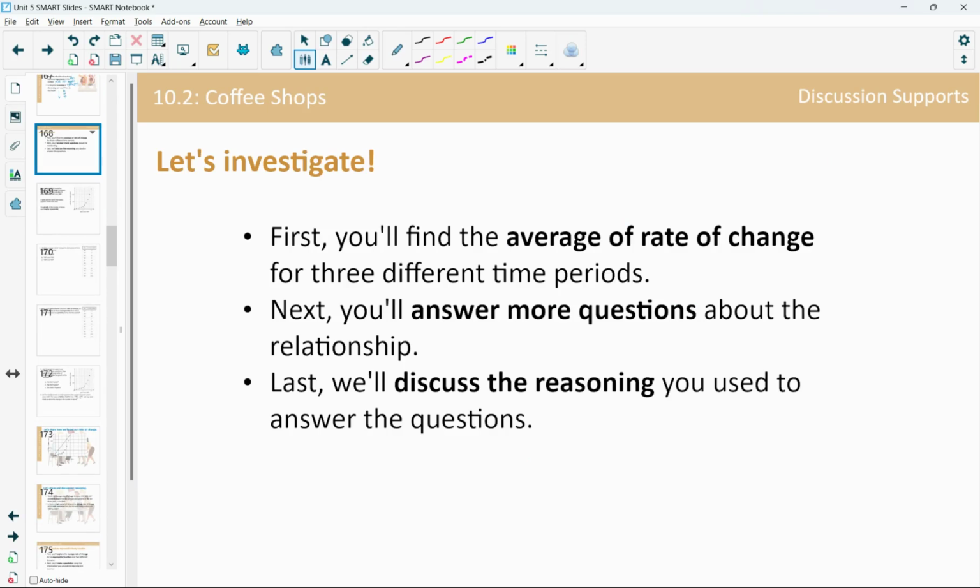In this next activity, you're going to be investigating some stuff to do with coffee shops. You're going to be looking at the average rate of change for a couple different time periods. You're going to answer some more questions, and then you're going to discuss the reasoning that you used to answer the questions.